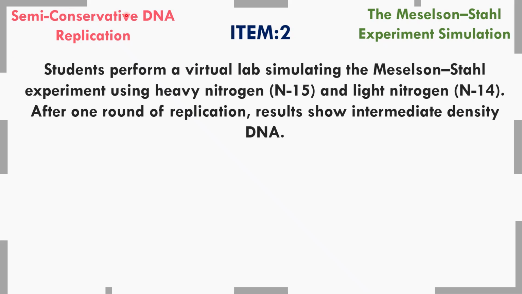Now, still under semi-conservative DNA replication, we are now going to look at the Meselson-Stahl experiment simulation. Item 2. Students perform a virtual lab simulating the Meselson-Stahl experiment using heavy nitrogen, nitrogen 15, and light nitrogen, nitrogen 14. After 1 round of replication, results show intermediate density DNA.